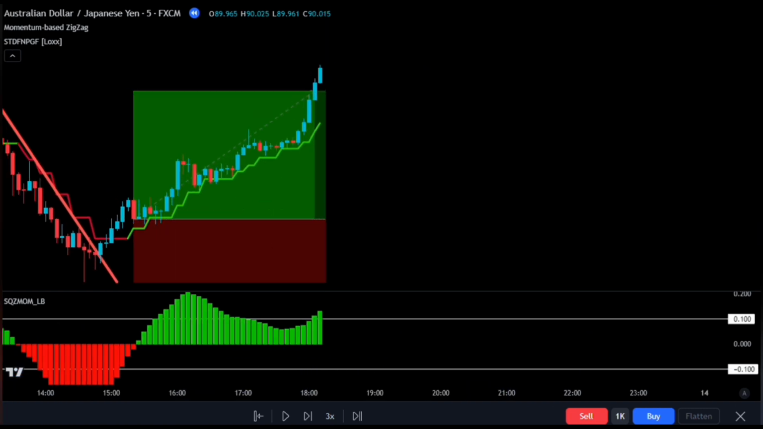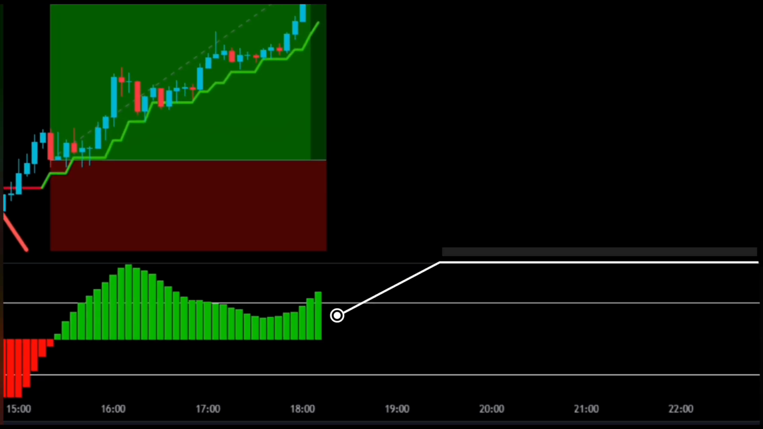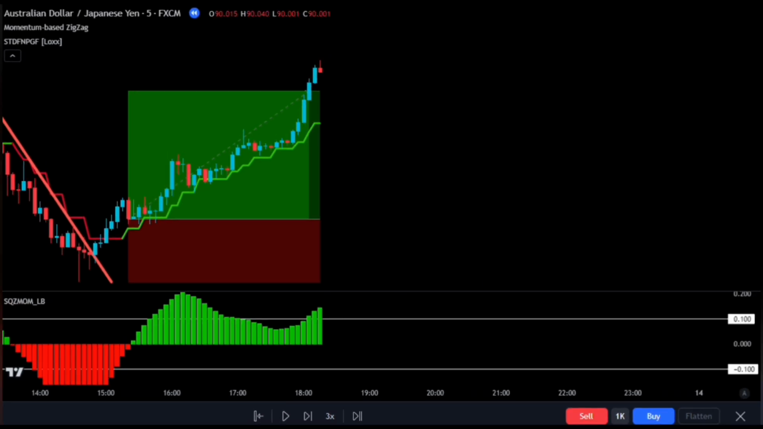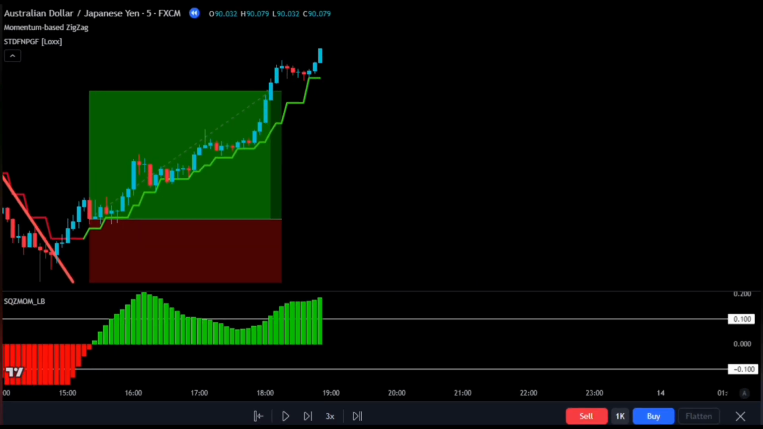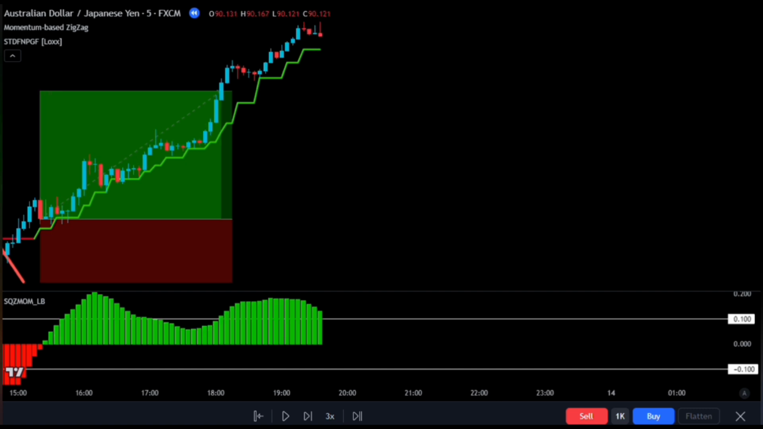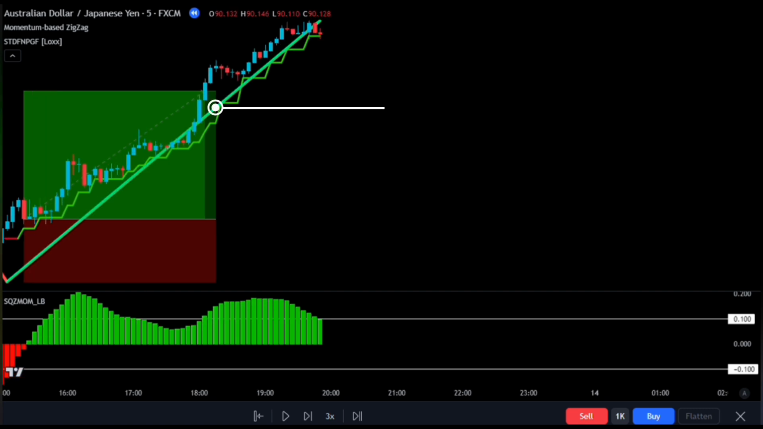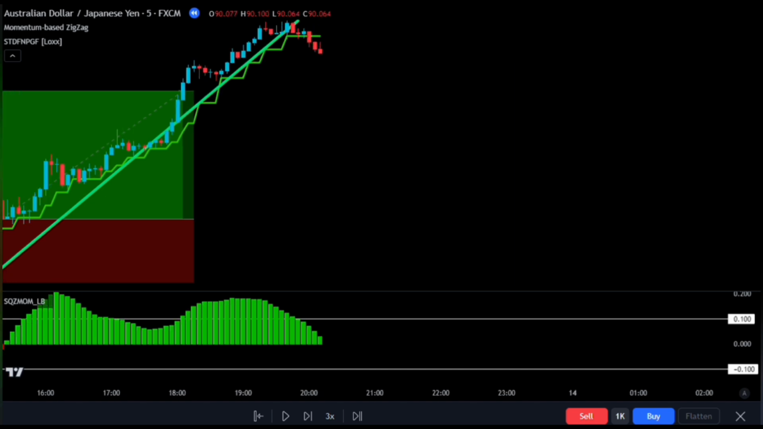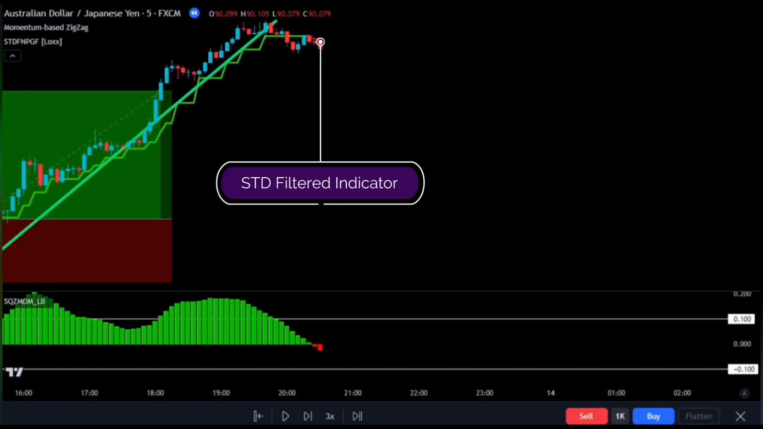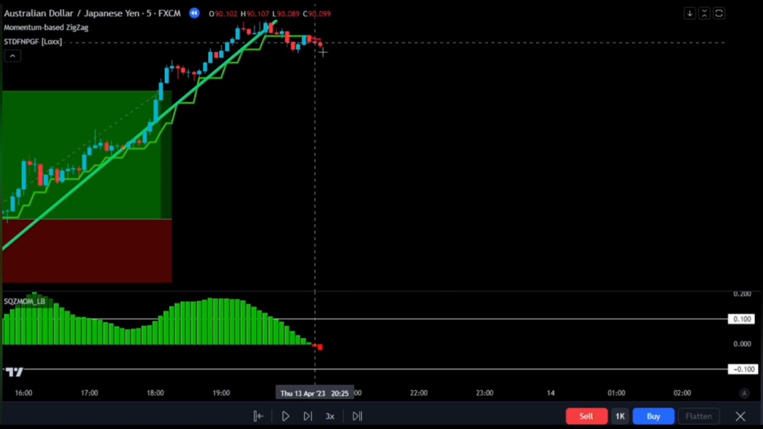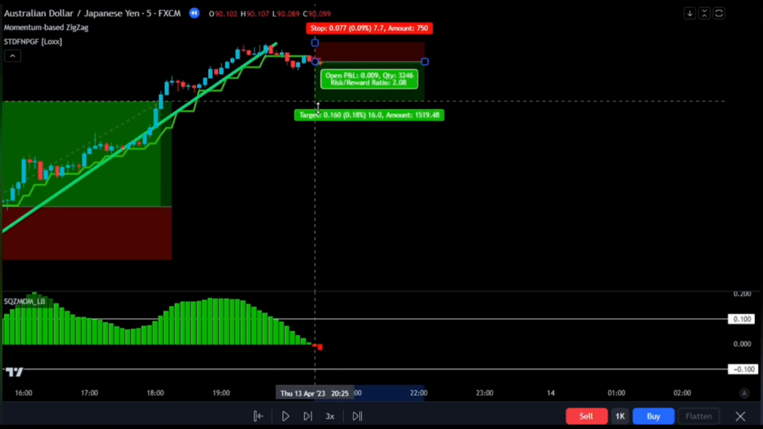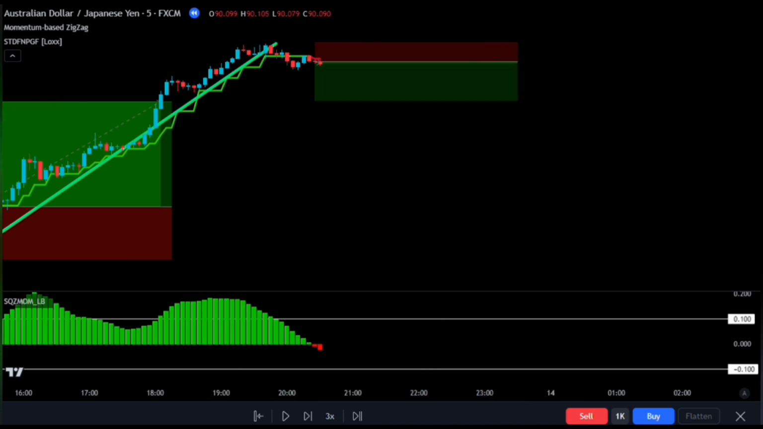Exactly the opposite is true for a valid sell entry. Firstly, I wait for the squeeze momentum indicator to close above this higher line. Secondly, I wait for the next green zigzag line, which must be in green. Thirdly, I then wait for the STD filtered indicator to turn red. Finally, I open a trade at the close of the trigger candlestick. I use the recent swing high for my stop loss levels.